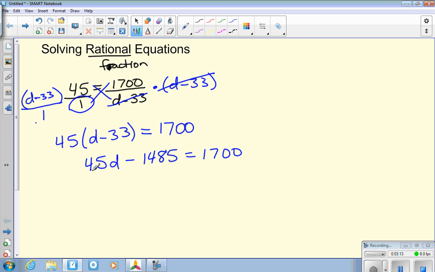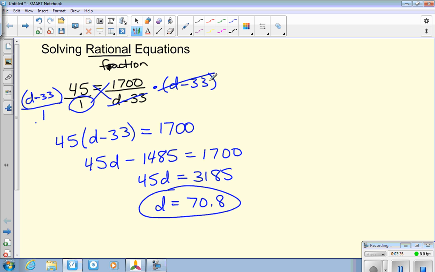At this point, it's a simple equation you are all used to solving. We add 1485 to both sides, and we get 45d equals 3,185, and so d equals approximately 70.8. So this is the most simple type of rational equation, where we can just cross multiply or just multiply both sides by the one denominator.